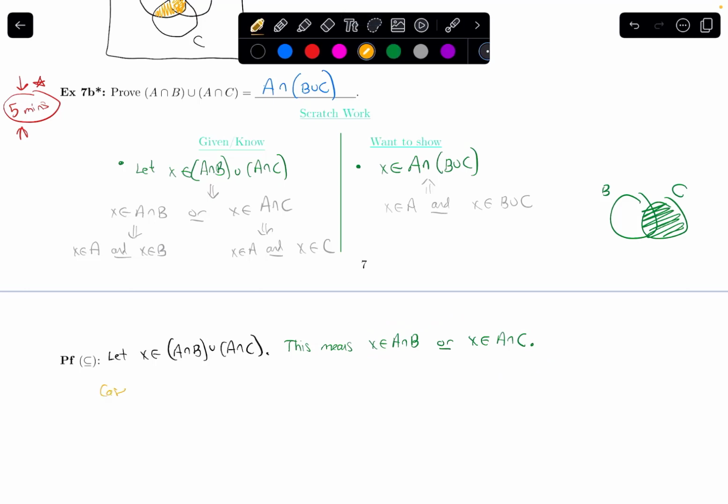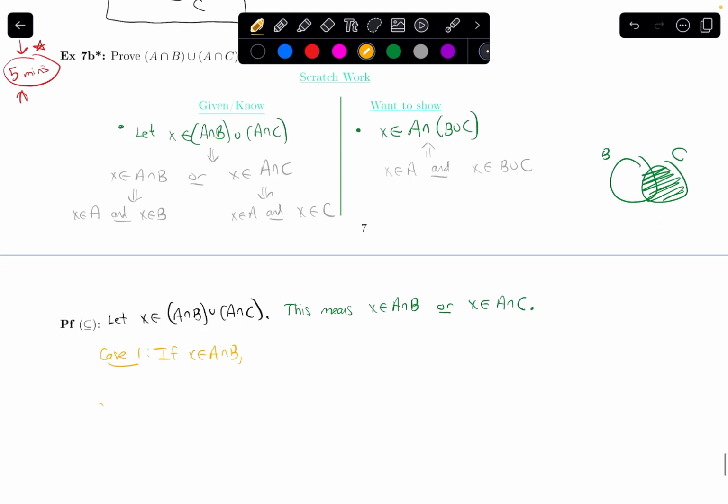So the first case is if X is in A intersected with B. And case 2 is if X is an element of A intersected with C. And remember that what I'm trying to do is follow my scratch work and get the connection between each of these cases and what I want to show. So if X is an element of A intersect B, remember the next thing that we said was this. This means then that X is an element of A and X is an element of B. That's what it means to be in the intersection.